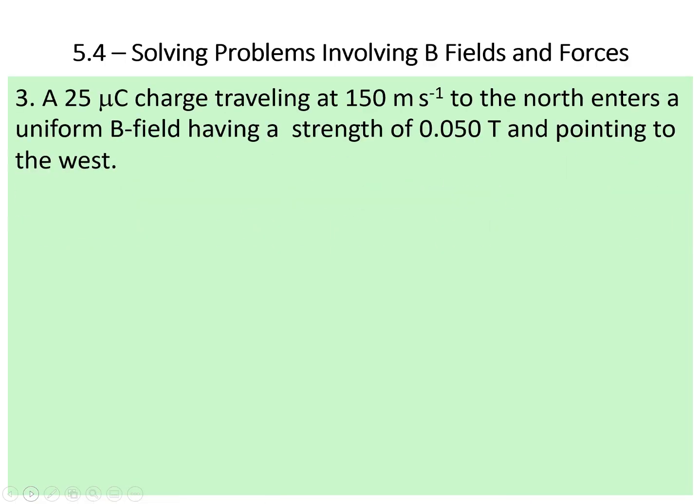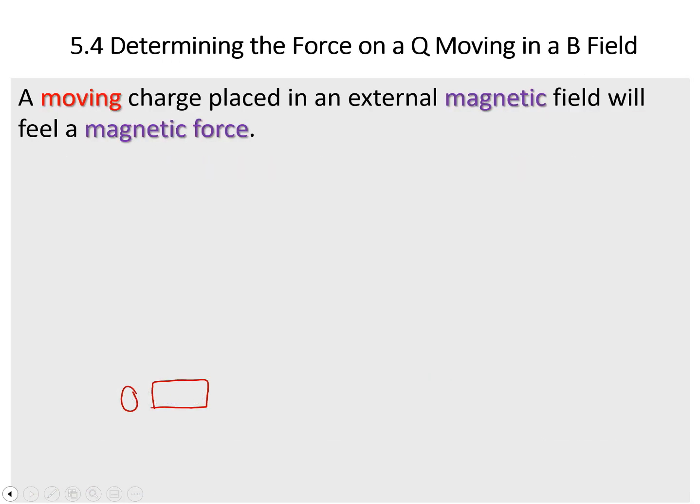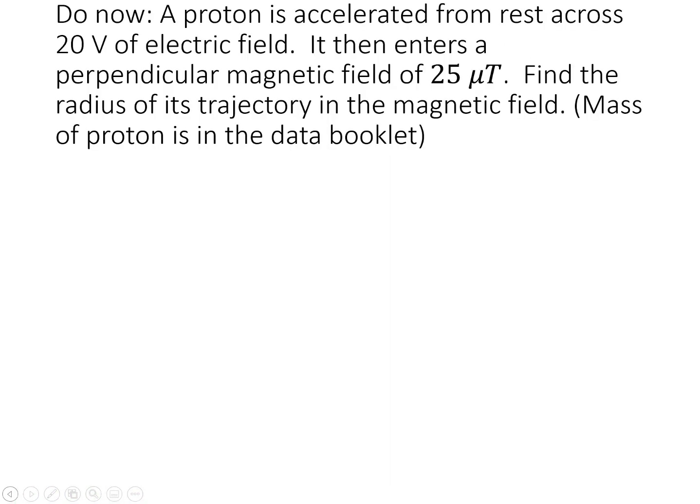So let's just go back. A little disorganized. Let's just go back and do one example. A proton is accelerated from rest across 20 volts of electric field. It then enters a perpendicular magnetic field of 25 microtesla. Find the radius of its trajectory in the magnetic field. And the mass of the proton is, of course, in your data booklet.